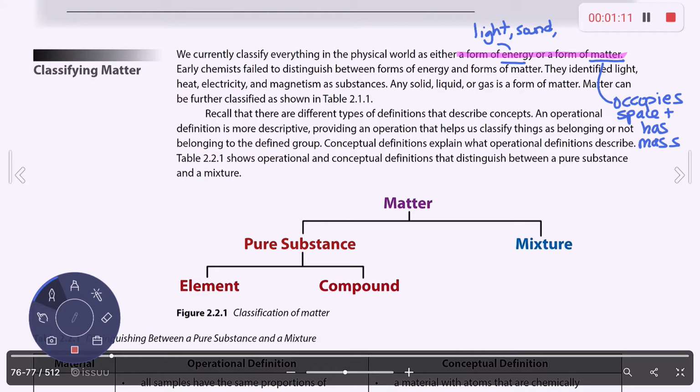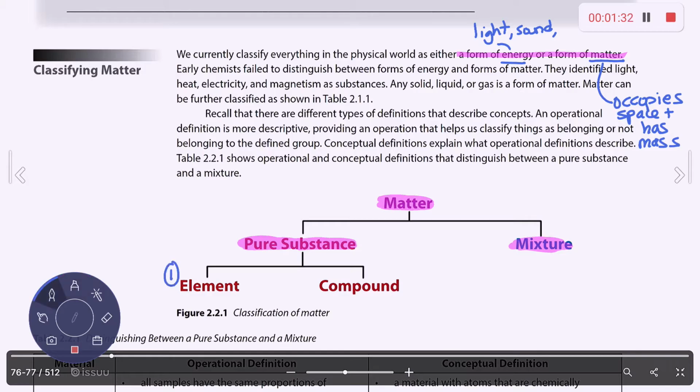There are different ways to classify matter, and one of the most common ways is a flowchart that looks like this. So you're either going to have something that's pure, so when it's a pure substance, it's going to look the same no matter where you are in the sample, and then you might have a mixture. Pure substances can be one of two things.